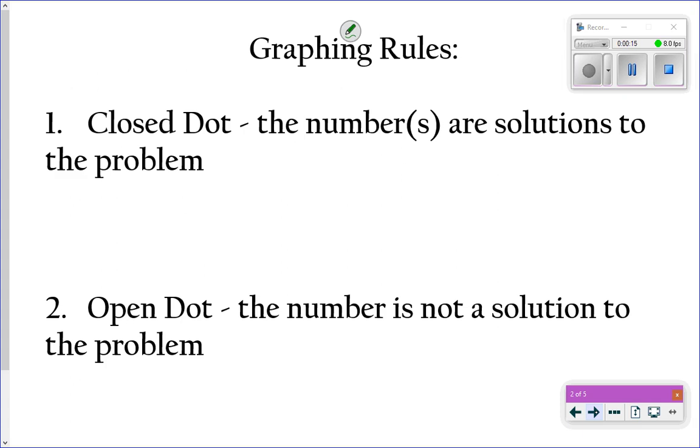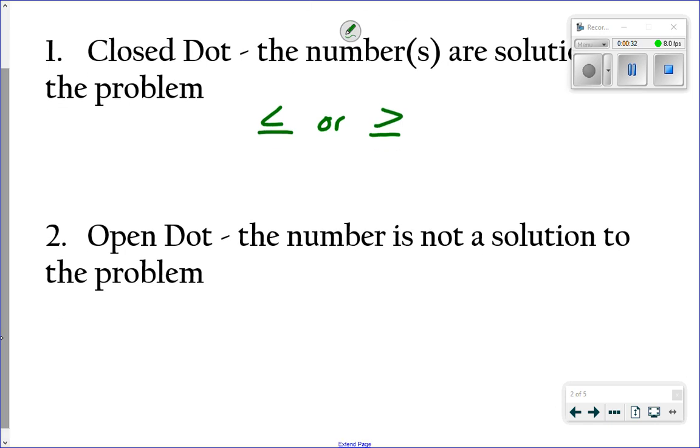When you're graphing, you're going to use a closed dot, and that means that the numbers are solutions to the problem. So you're going to use a closed dot when you've got less than or equal to or greater than or equal to. And then there's other times when you're going to use an open dot, and that means that number is not a solution. So that's going to happen when it's less than or greater than. When there's an extra line underneath the inequality sign, that means you're going to close the dot, or color it in. So that should be an indication for that.